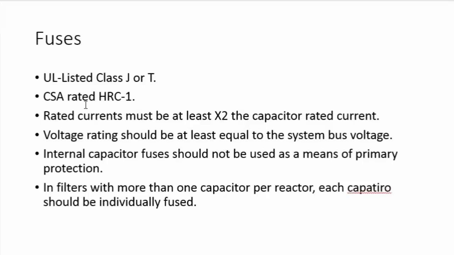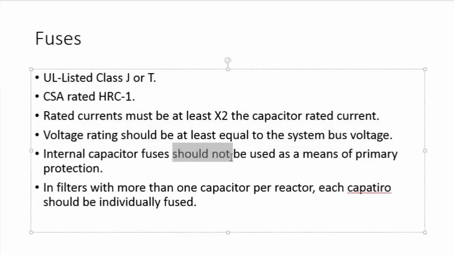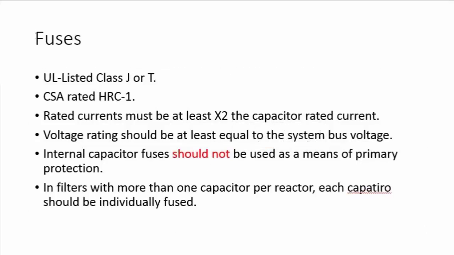So the rated current for the fuse should be at least 2 times the capacitor rated current. Capacitors have a high inverse current. The voltage rating should be according to the bus, the filter. Now, sometimes capacitors will have internal fuses, but they should not be used as means of primary protection. You need another means of protection for the whole filter, not for just the capacitors.